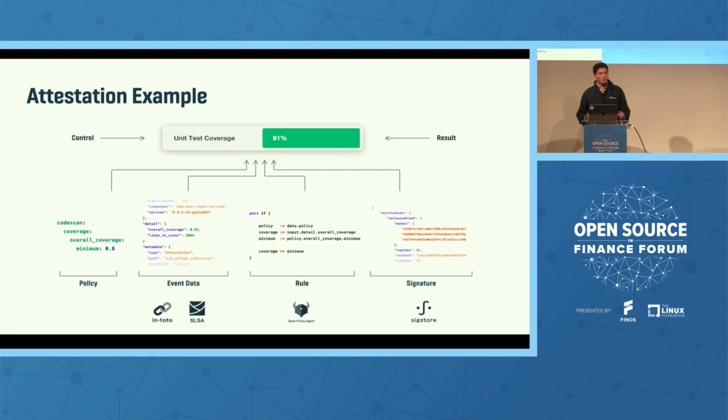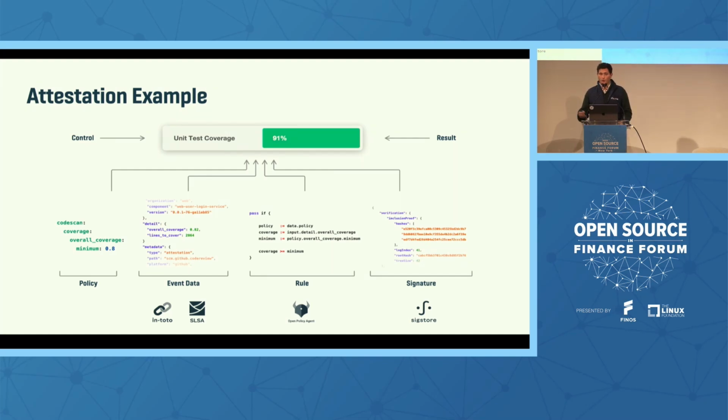So we're kind of building up here to what we're going to show, but an attestation example would be a combination of a few pieces. So on the left-hand side, you see the control, and we're going to use an example to say unit test coverage, right? And then on the right-hand side is the result. So for this attestation, this code base has 91% code coverage with unit tests. So the policy piece is that predefined policy that we agreed upon that says you need to have 80% for this example. Then the raw event data, which captures the results of the unit test being executed in the pipeline, as well as all of the context around that.